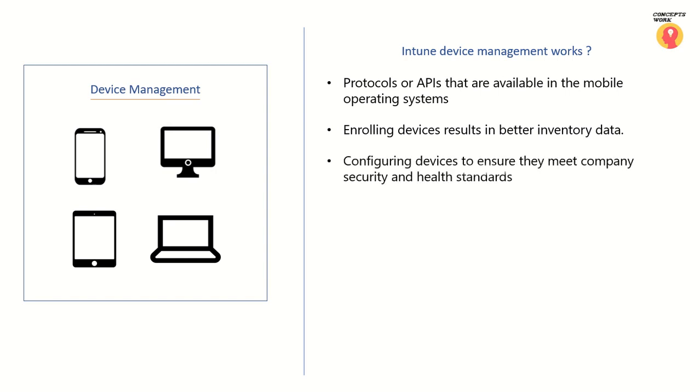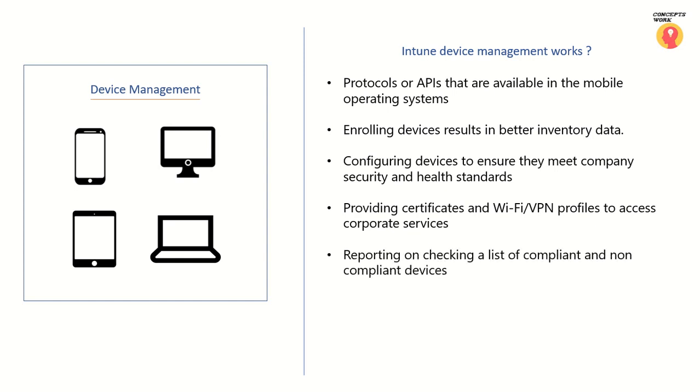Also, since you are defining the policies to meet company security and health standards, you will also get the status of a device, whether it is compliant or not, everything on the same portal. Not only this, with Microsoft Intune you can push certificates for Wi-Fi and VPN profiles so that users can access a particular service. And again, as I mentioned before, reporting capabilities are there to let you know the list of compliant and non-compliant devices.